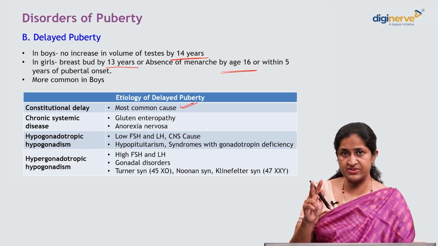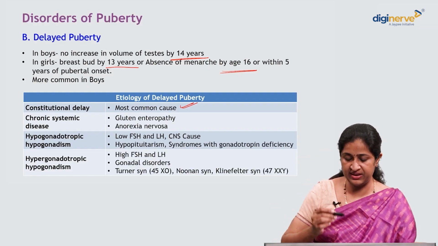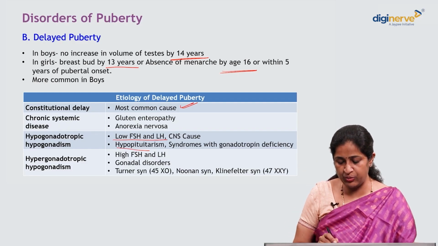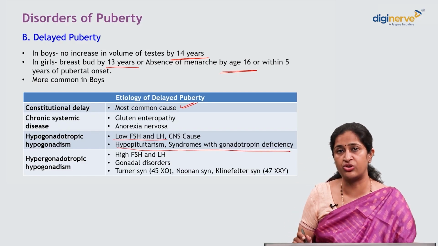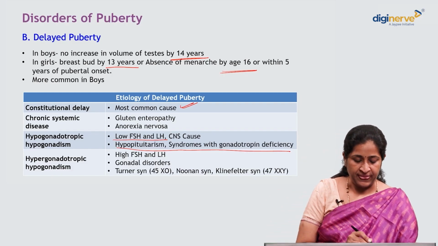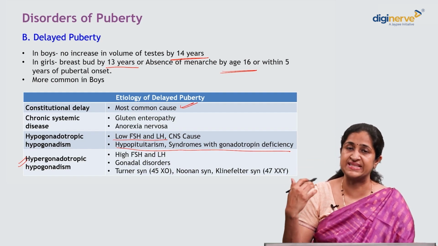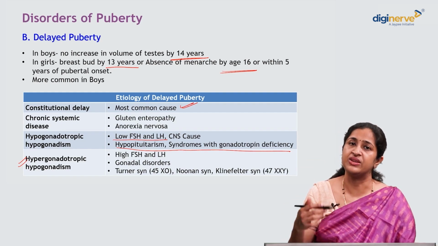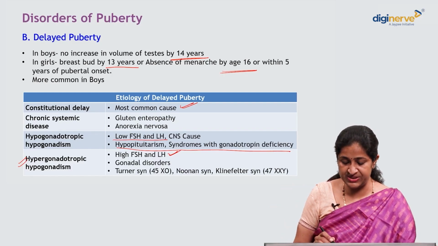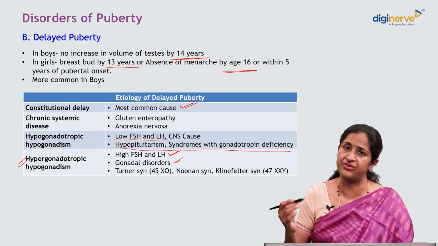Now you have two types where you have hypogonadotropic hypogonadism. The problem is again here. So you have low FSH and LH. Problem is in the CNS. Hypopituitarism and syndromes with gonadotropin deficiency. Hypogonadotropic hypogonadism. Hypergonadotropic hypogonadism is where the CNS is normal, producing excessive amount of gonadotropins, and the gonads are not responding to that. So you have high FSH and LH. You have gonadal disorders and syndromes like Turner's, Noonan and Klinefelter syndrome.